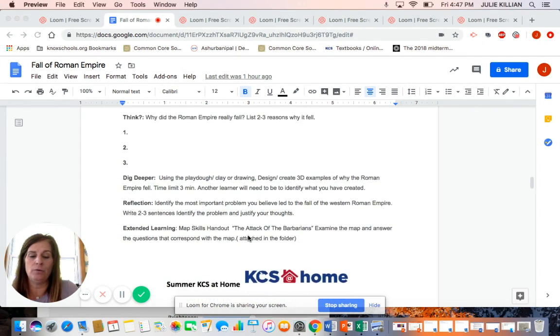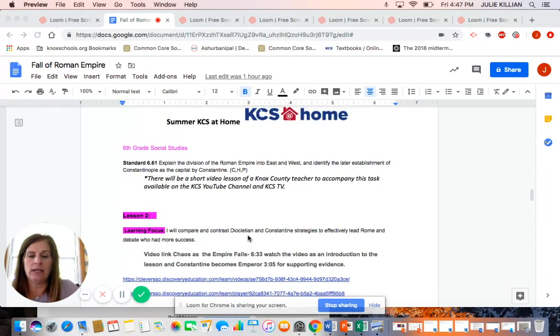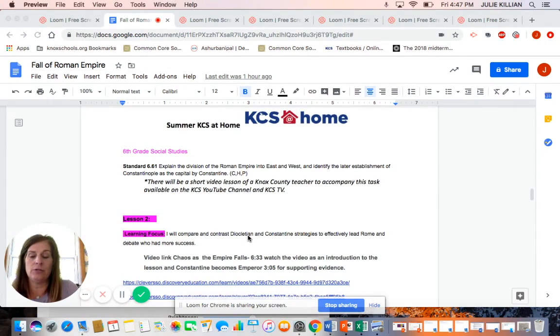And then we're going to move right in now to the second lesson. And so this is the second standard. It's 6.61. Again, we're explaining the division of Roman Empire into the East and West. And then we're identifying later establishments of Constantinople as the capital by Constantine.